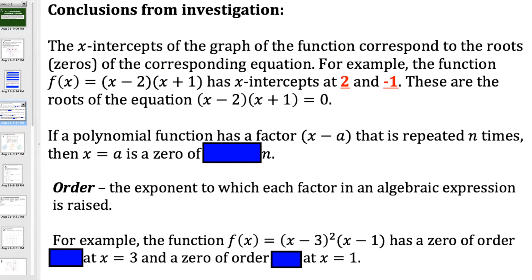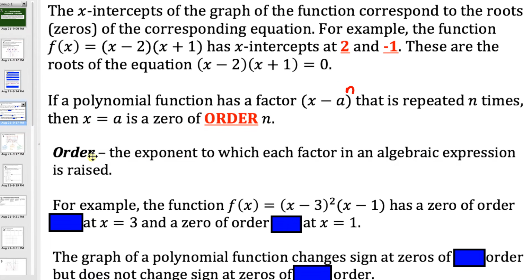The next thing we need to talk about, and I've said it a bunch of times, is about the order of a factor. So if a polynomial function has this factor x minus a, which is some number, that's repeated n times, meaning there's an exponent n on it, that exponent n is what we call the order of the x-intercept that is at x equals a. So another way of saying it, order is the exponent to which each factor in an algebraic expression is raised.